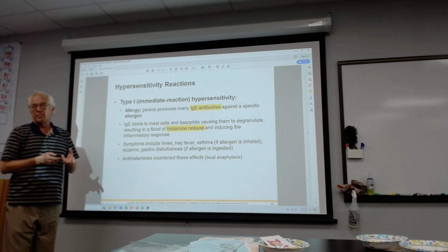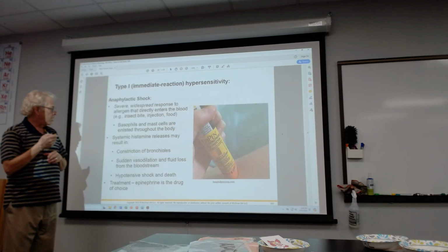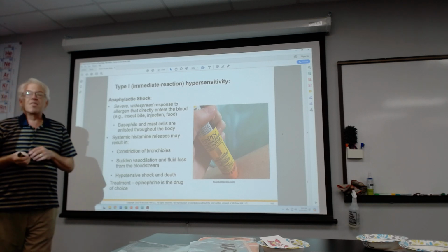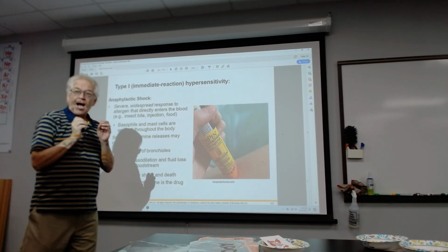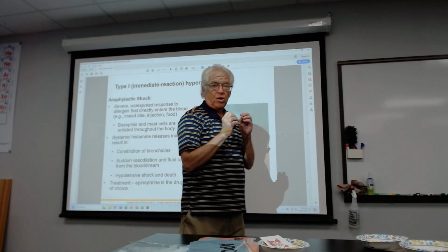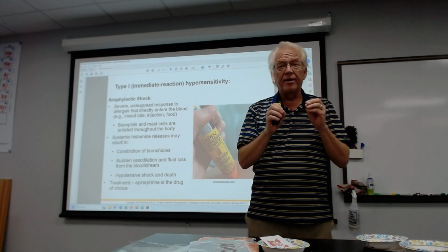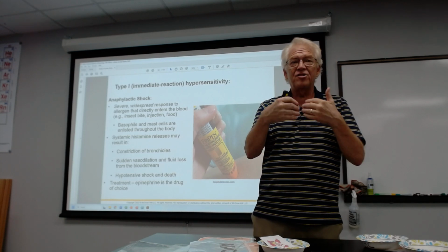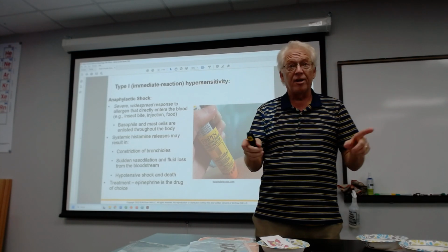And IgE is the one that you ingest, right? IgA. Oh, that's okay. Now, what's anaphylactic shock? This is where the bad guy, the antigen that you don't like, got into your blood. It's not just in your nose. It's not just in your skin. It's not just in your stomach. It's now circulating in your blood.